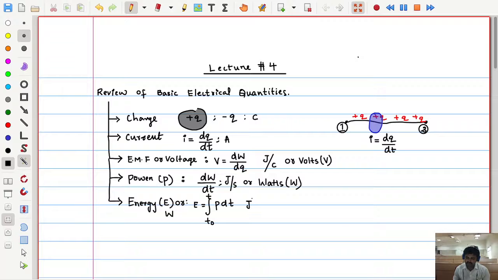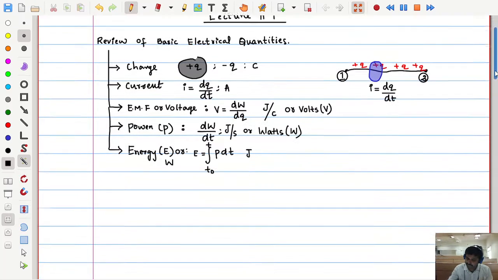One should have a basic understanding of all these parameters, variables or quantities, so that you can easily get the subject very clearly.